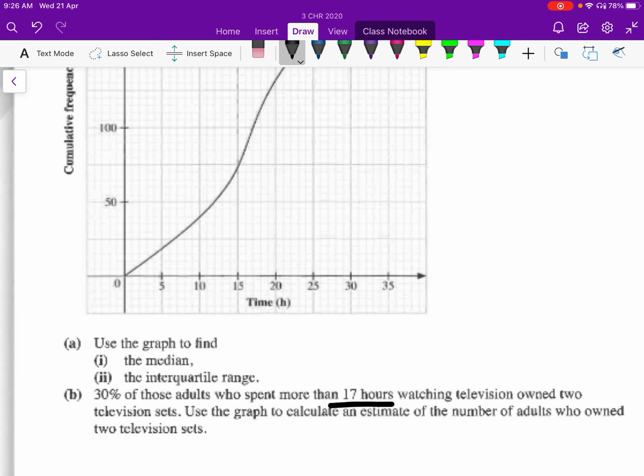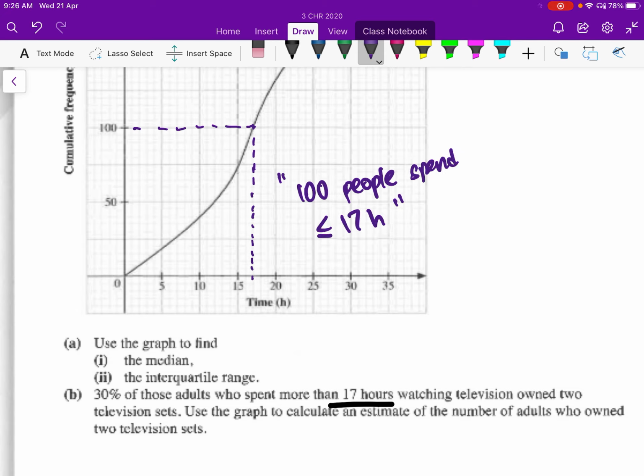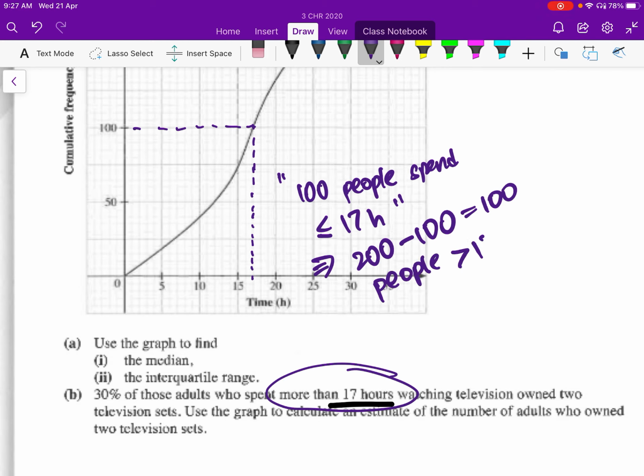So we find 17 from the graph. 17 hours. Okay. So we get a statement. 100 people spend less than or equal to 17 hours. That is our statement. We need this statement. But the question says more than 17 hours. So how many actually spend more than 17 hours? Yeah, so 200 minus 100, we get 100 again. So 100 people spend more than 17 hours.